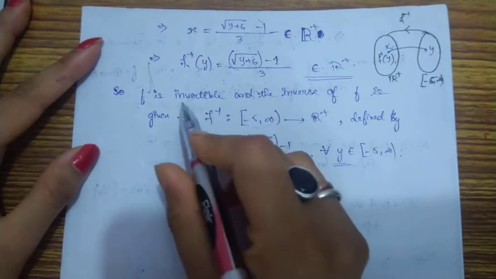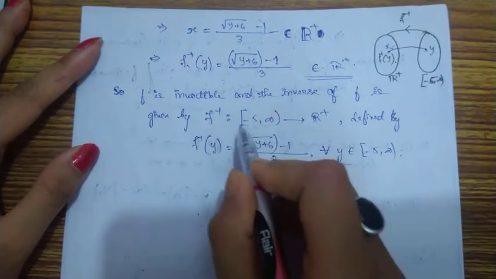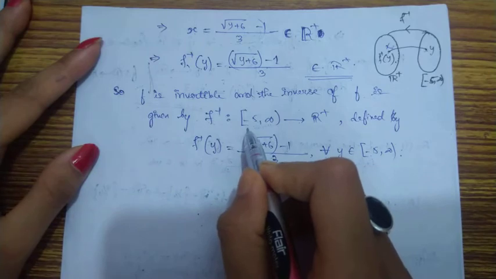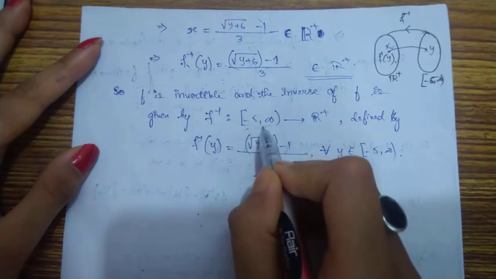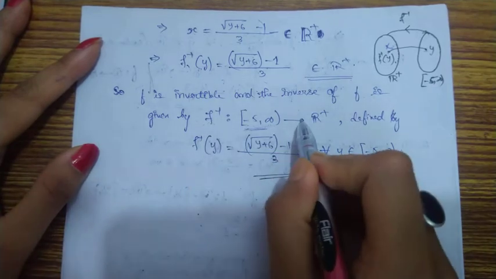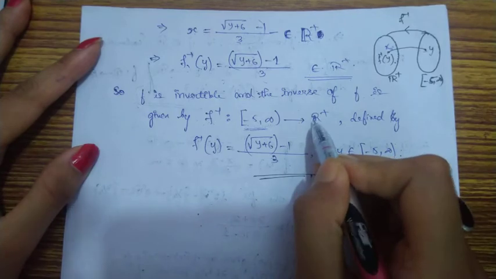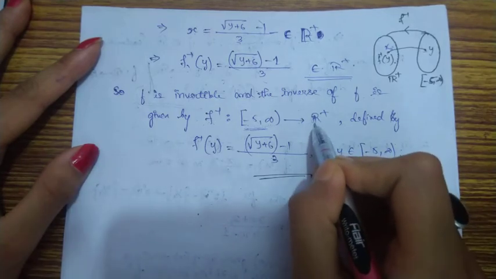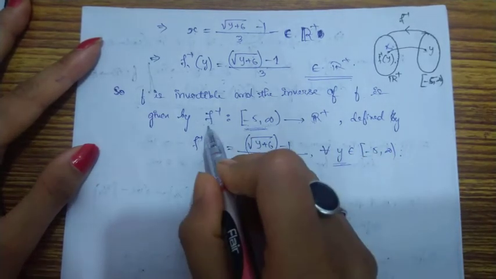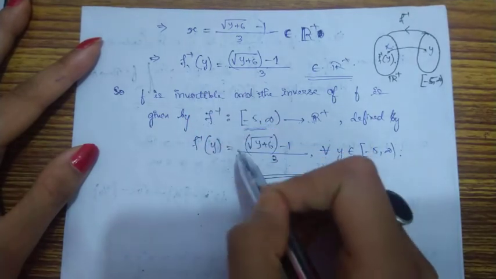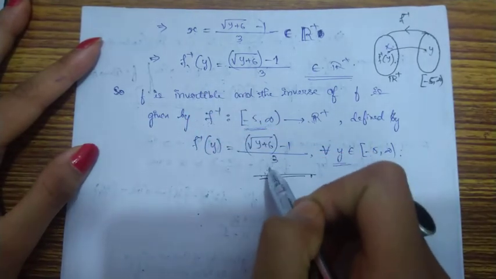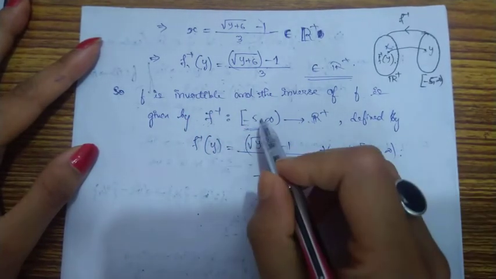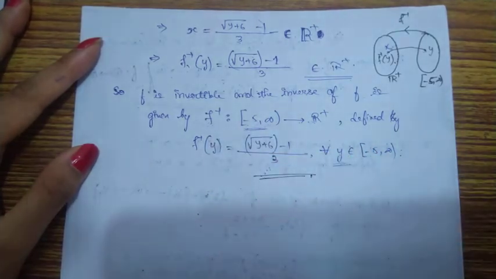So f is invertible and the inverse of f is given by: the codomain of f, the closed interval -5 to infinity, will behave as the domain of f inverse, and the real positive, which was the domain of f, will behave as the codomain of f inverse. And f inverse is defined in this way for all y belonging to the domain of f inverse.